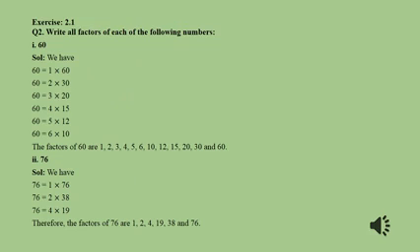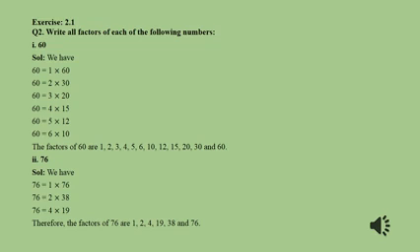Next is exercise 2.1, question number 2, that is, write all factors of each of the following numbers. So we have been given certain numbers and we have to find their factors. The first number is 60.